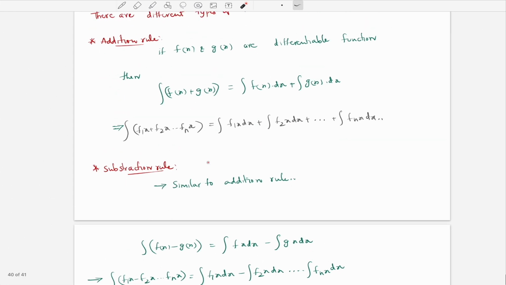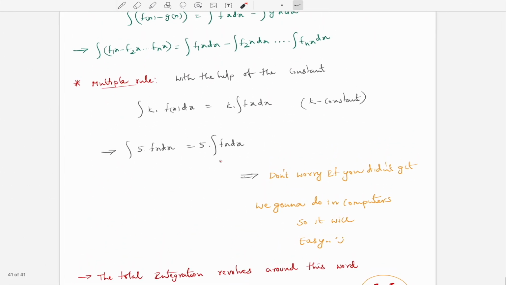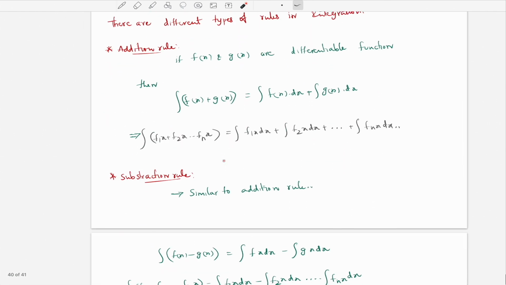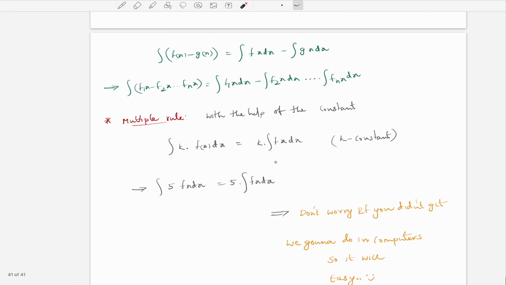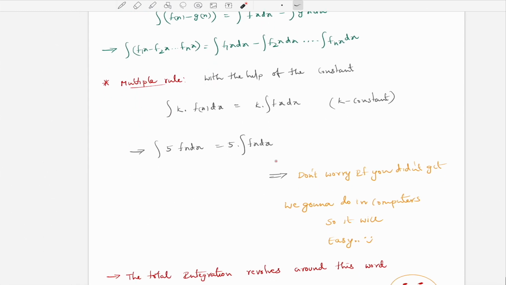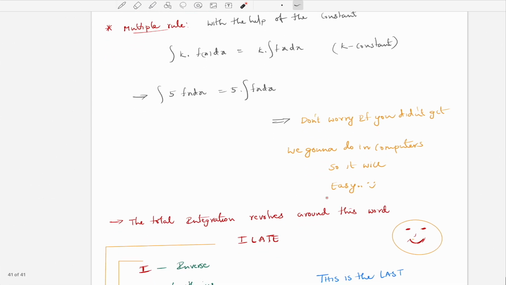So don't worry if you don't understand these integrals. Many people have a lot of fear of integrals, including me, okay? But don't worry about that, because as I said, we have beautiful libraries to make our job easy. We're going to do it on a computer, so it will be easy.